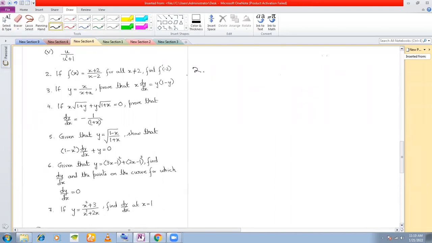If you see, the question here is: if f(x) is equal to (x + 2)/(x - 2), and it is given that x is not equal to 2, that means the function has a finite, determinate value. You need to find f'(-2). That is the derivative of f at -2.